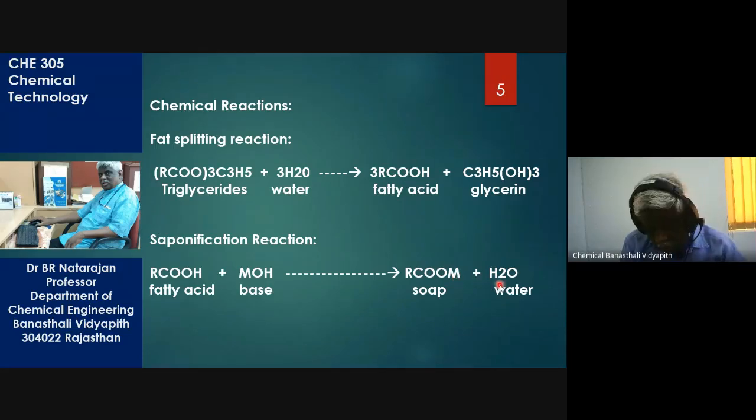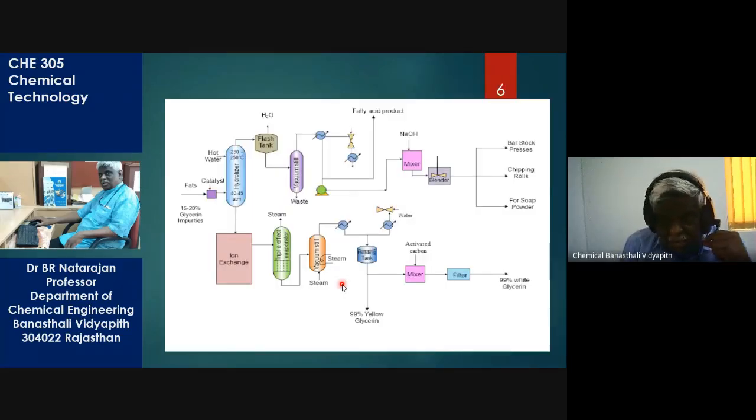Plus water. So you can see the M goes to the H's place and the H goes here, so water is formed and RCOOH becomes RCOOM. So that is the simple reaction that goes. Let's look at a simple flow sheet, how it is made.